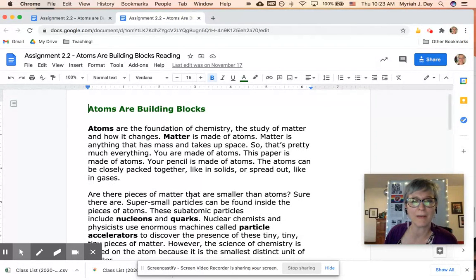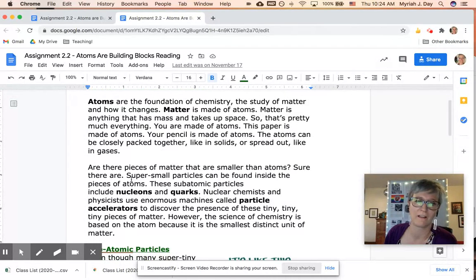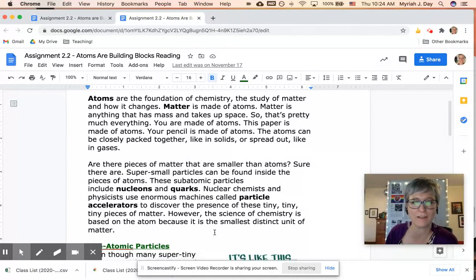Are there pieces of matter that are smaller than atoms? Sure, there are. Super small particles can be found inside the pieces of atoms. These subatomic particles include nucleons and quarks. Nuclear chemists and physicists use enormous machines called particle accelerators to discover the presence of these tiny pieces of matter. However, the science of chemistry is based on the atom because it is the smallest distinct unit of matter.